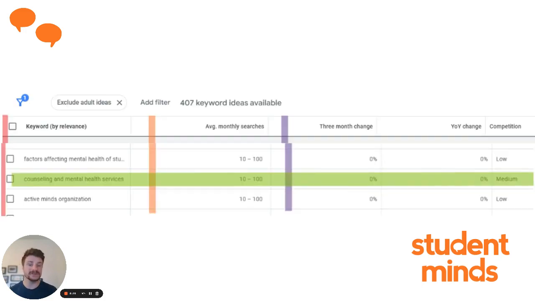From this table, the search query highlighted in green, counselling and mental health services, has a lot more competition than all the other keywords, which is highlighted in the column on the far right. But we can see that the average monthly searches are quite low, being only 10 to 100. This is an example of a keyword you might want to avoid. You're looking for keywords with high monthly searches and low competition.